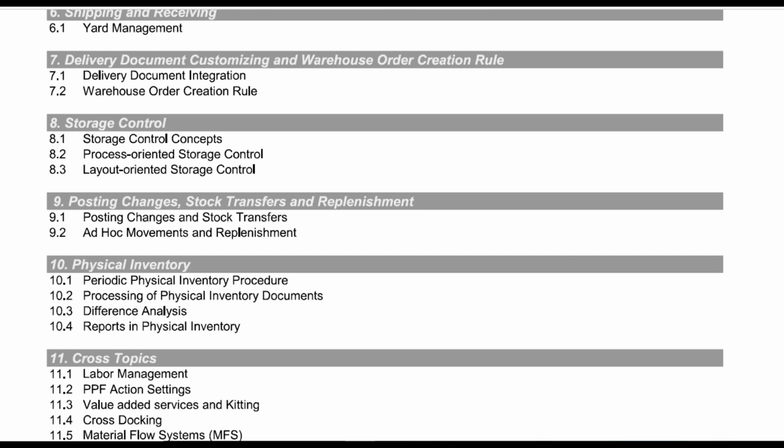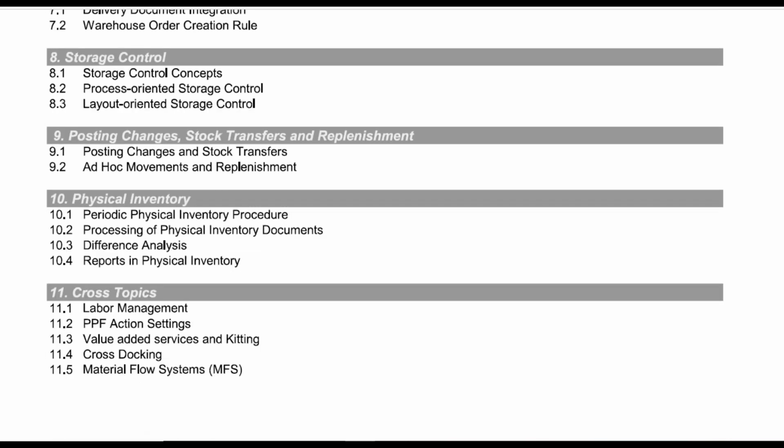Thereafter, we are going to talk about all the internal warehouse processes like posting changes, stock transfer, ad hoc movements, replenishment. We are also going to talk about the physical inventory process, different procedures, documents, how we handle differences, and what the reporting tools in physical inventory are.